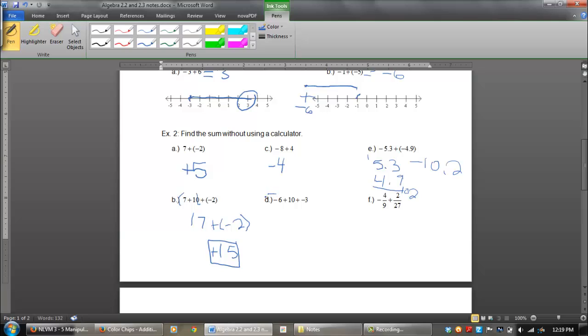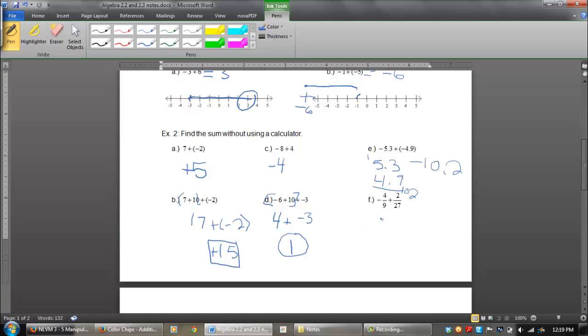Alright, looking at the next one, we have negative 6 and we have 10. Let's add those up first. We have a negative 6 and a positive 10. They have different signs, so we subtract the 2 numbers. The difference in 10 and 6 is 4. We take the sign of the bigger number, which is positive 10, so we get positive 4 when we add those 2 numbers. And then we're going to add on a negative 3. So we have 4 plus a negative 3. They each have different signs. The 4 is positive, the 3 is negative. We take their difference, which is 1, and then we take the sign of the bigger number, which is 4, so it's positive 1 is the answer.